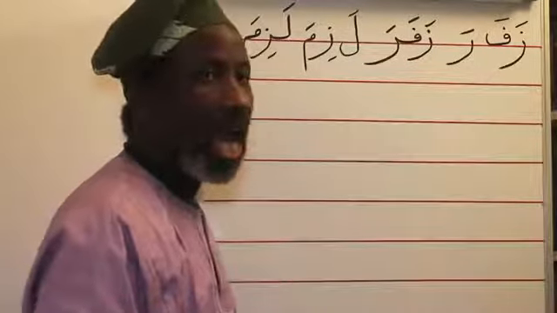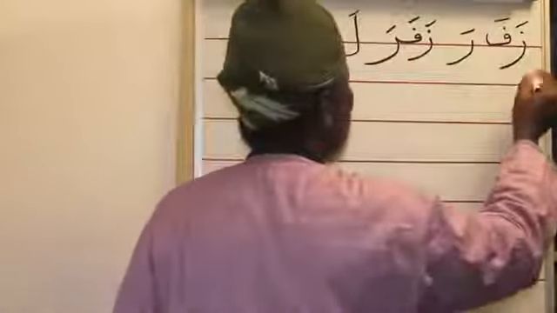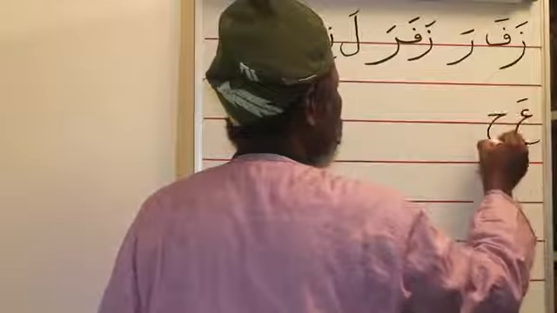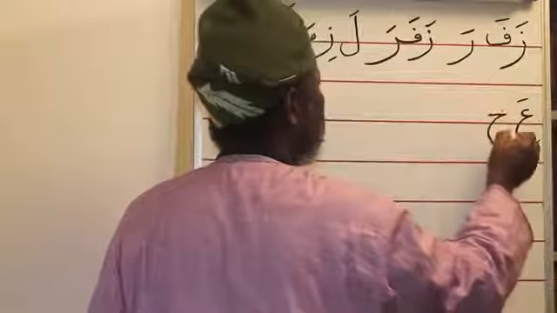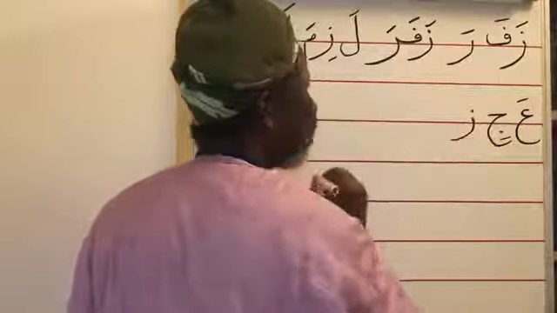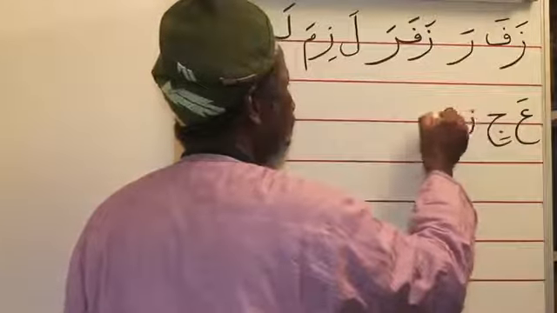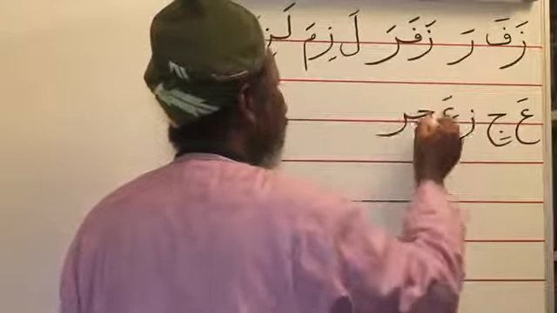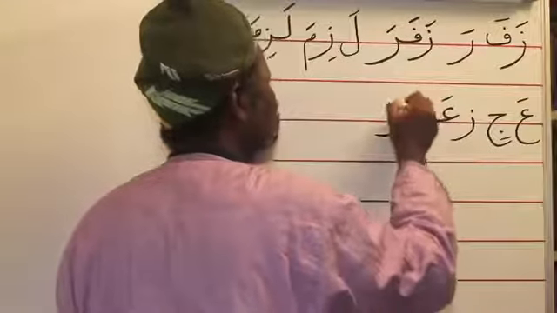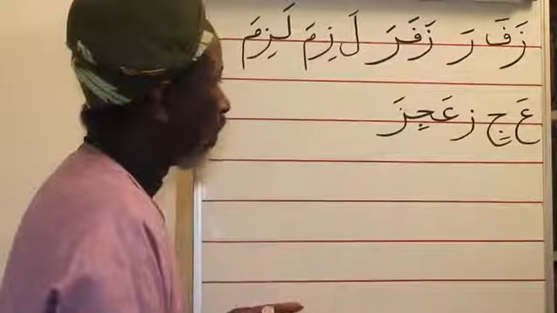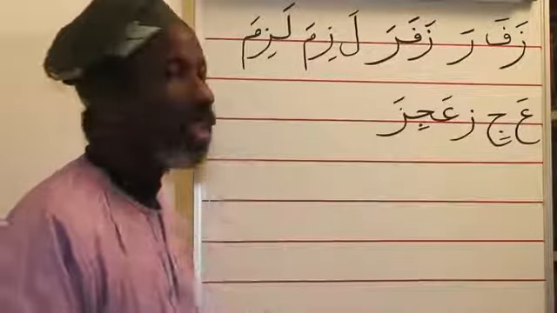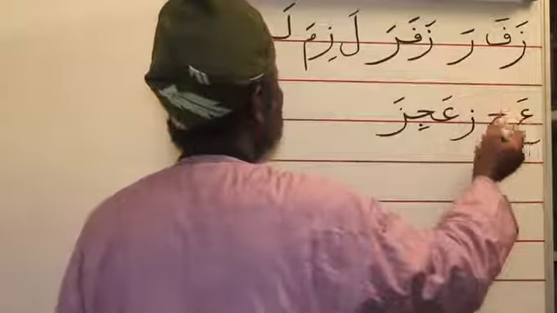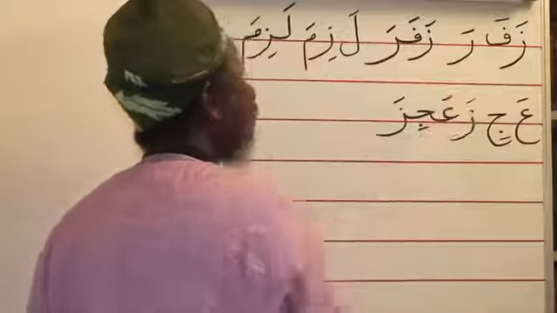Zain in the end. Ajiza. A, ji, za. Ajiza. Note how the jim is sitting on top of the chair provided. So we have ajiza, ajiza, ajiza.